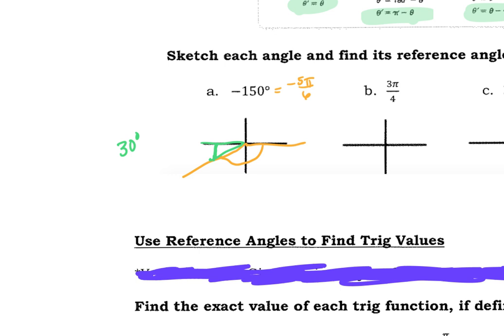If you want to think about this in terms of degrees, you need to go back to thinking coterminal angles. So negative 150, if we add 360 to this, we get that angle measure is equivalent to 210 degrees. And then if we do 210 minus 180, we get 30.